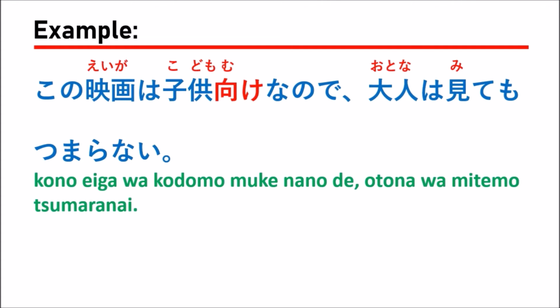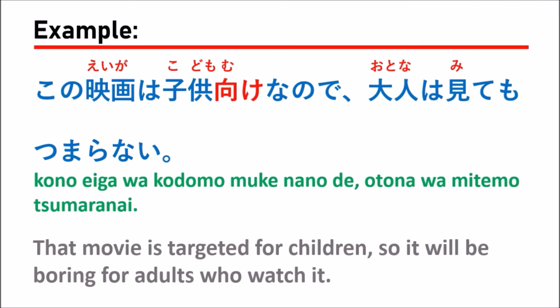So the next, この映画は子供向けなので大人は見てもつまらない。 Which means that movie is targeted for children, so it will be boring for adults who watch it.